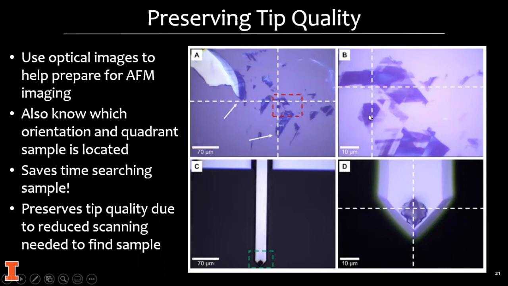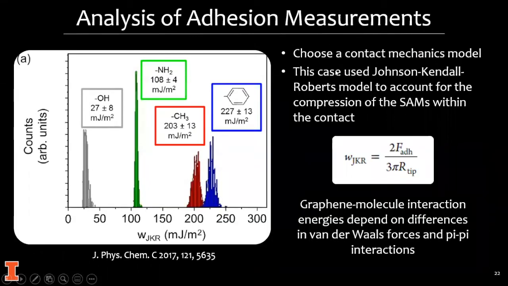In order to get those measurements. And so once you get all these measurements done, you want to do some analysis of the adhesion. The first thing you need to do is choose a contact mechanics model that's appropriate. In this case, we're looking at the JKR model because we want to account for the compression of the SAMs within the contact. And so you can use this equation here. It's very simple. You need to know the adhesion force, which comes from that pull-off region that I showed you earlier, and then you need the calibrated tip radius.